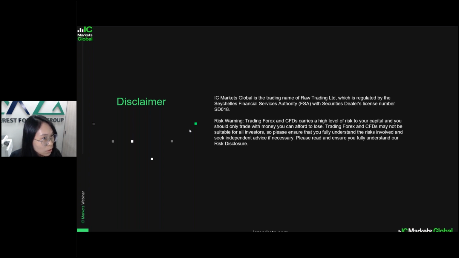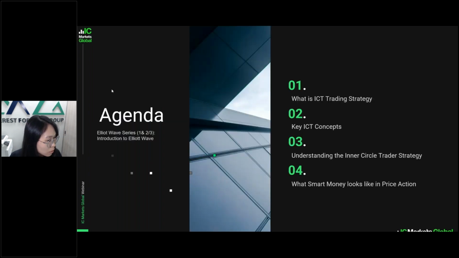So now let's go to today's webinar. Today we'll be looking at ICT. Here is the agenda for today. Firstly, we'll look at what the ICT Trading Strategy is, and the key ICT concepts, and also understanding the ICT trading strategy and what smart money looks like in price action.